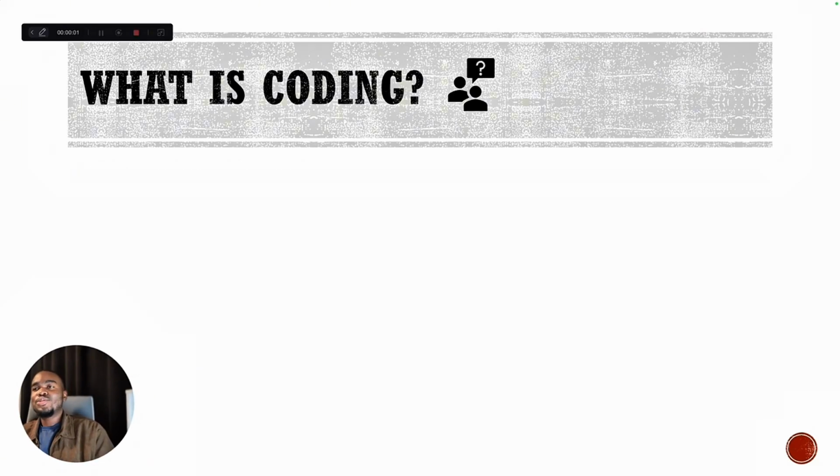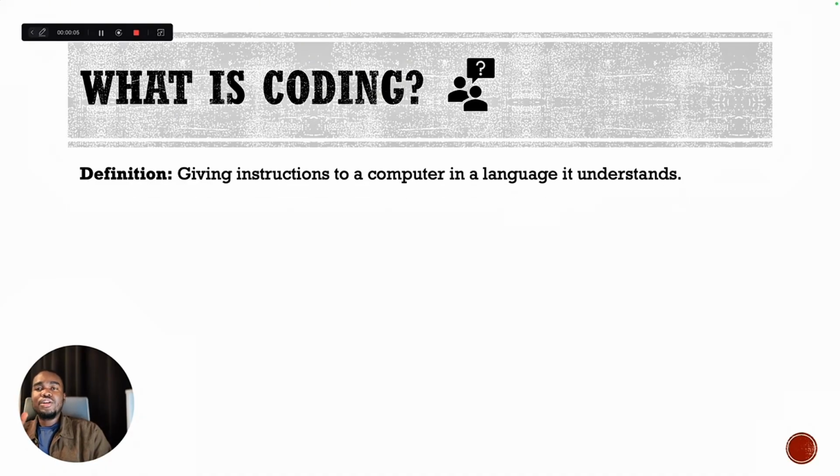And what is this coding that we are just talking about? So think of it as giving an instruction to a computer in a language that it understands. So think of a kid, think of an adult, a professor. How would you speak to them? You speak to them in different ways. Now, a machine is something like that. You speak to it in a language that it understands.